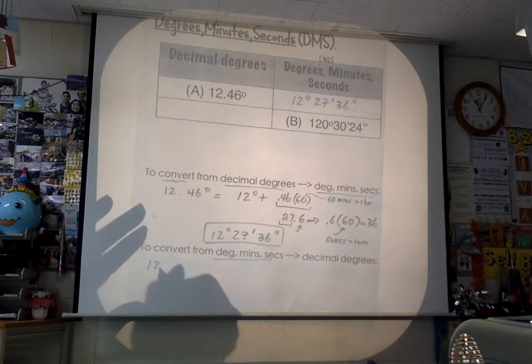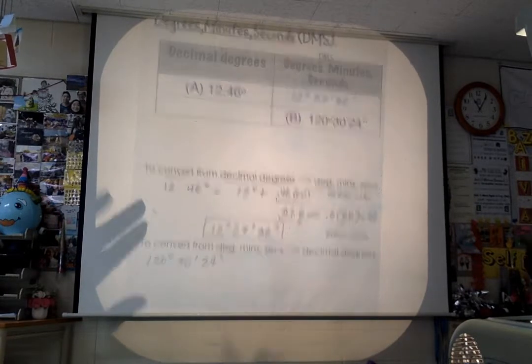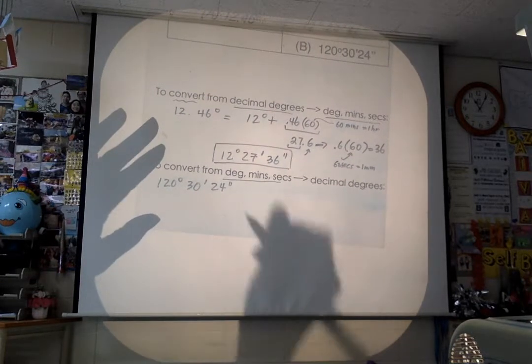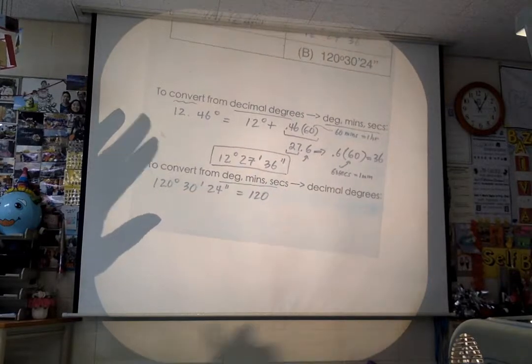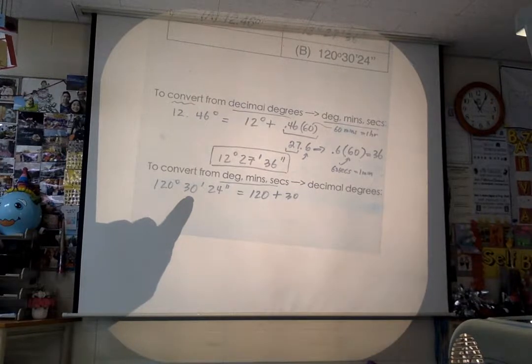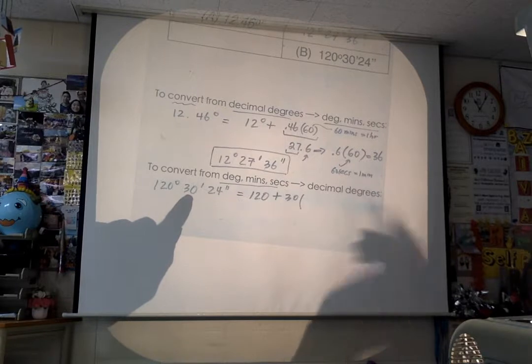So we start with 120 degrees, 30 minutes, and 24 seconds. And I know some of you guys are like, oh, I know what that's going to be. But let's just make sure, okay? So we know we for sure have 120. Now, we have 30, but what do we have 30 of? Remember, we're going reverse.